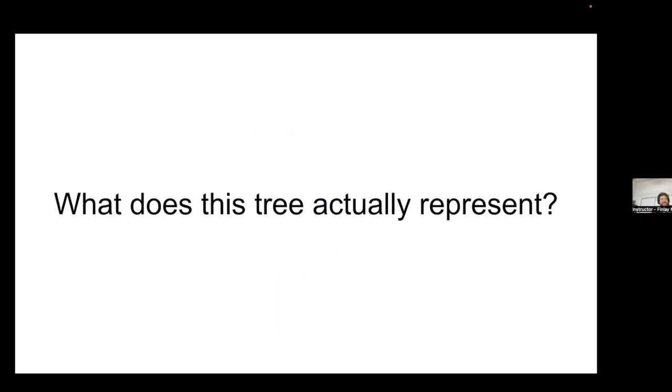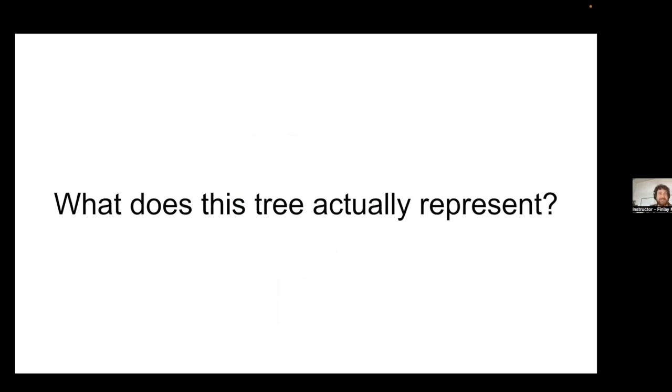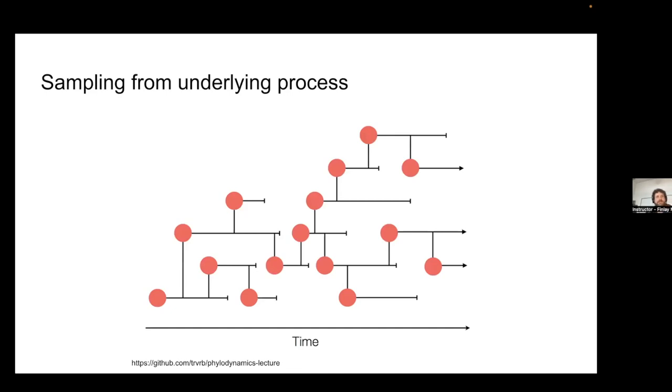But what does this tree actually represent? When you see a phylogenetic tree, what does it actually represent? Especially in the context of infectious disease, this is a key principle. And Dr. Toboda talked about this a bit with the whirlwind figures and stuff like that, with the subtyping. So an individual phylogenetic tree represents a sampling from the underlying process.